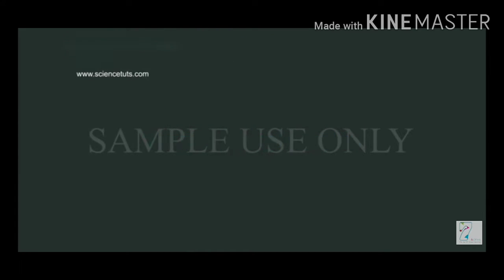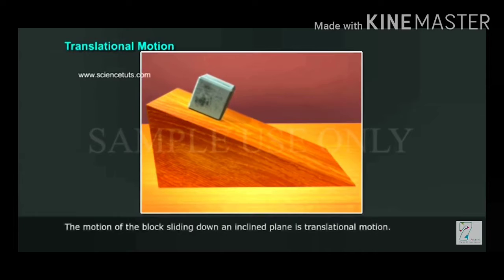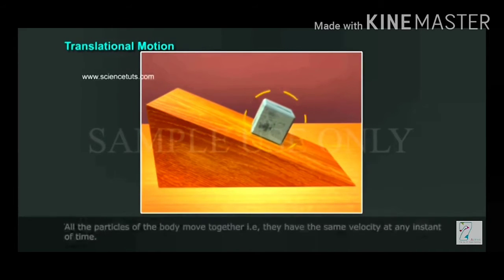Translational motion. The motion of a block sliding down an inclined plane is translational motion. All the particles of the body move together, that is, they have the same velocity at any instant of time.